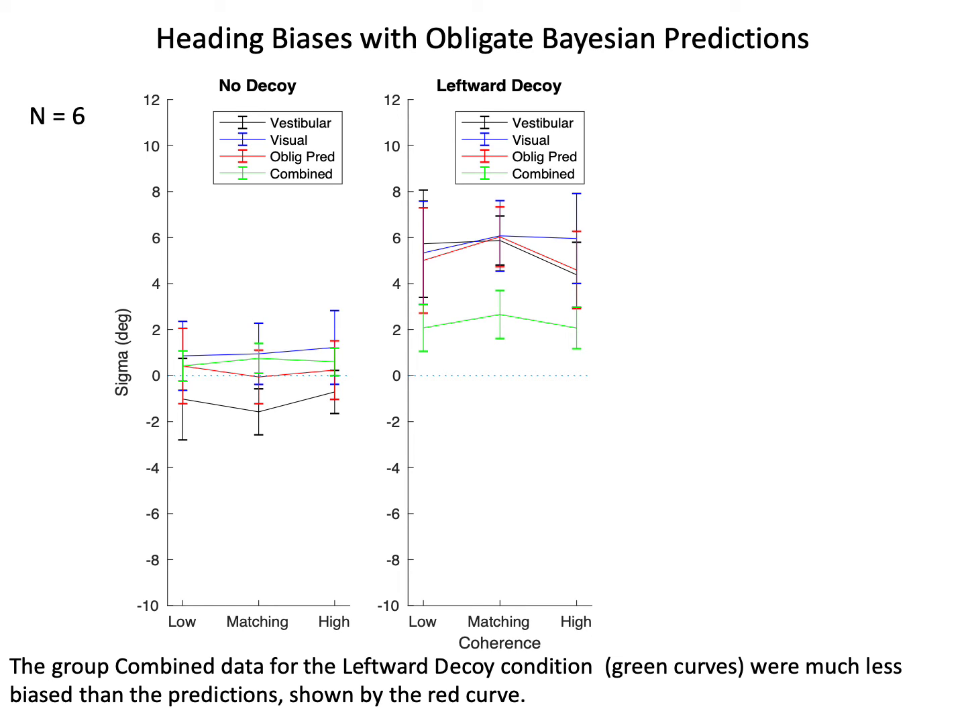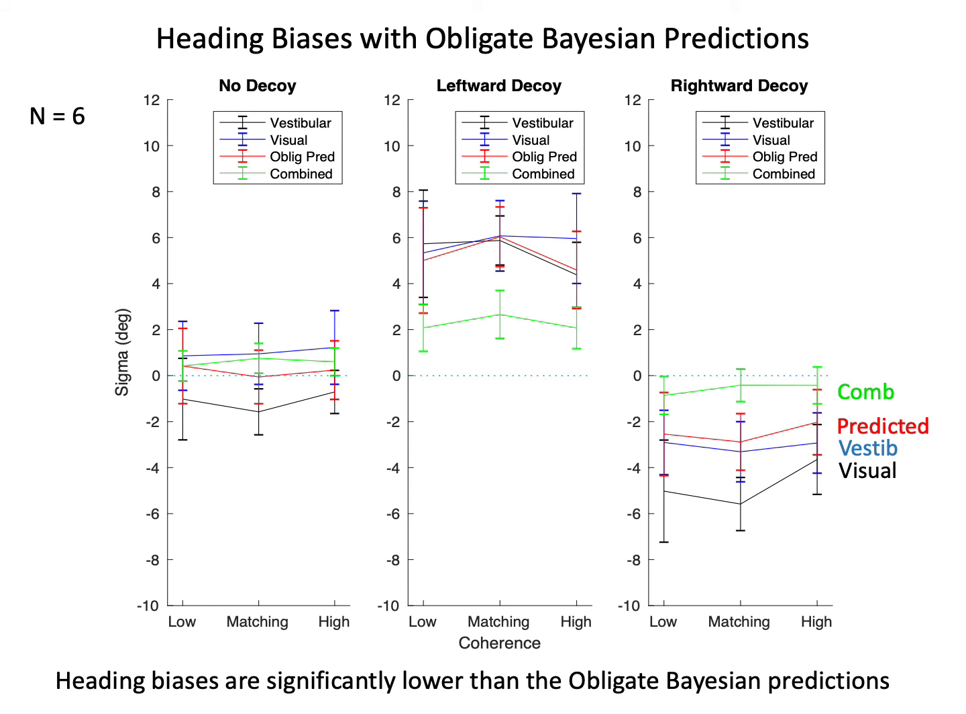When we come to the leftward decoy condition, you can see that the group as a whole was strongly biased in the separate cue conditions, giving the biased prediction of the red curve, but much less biased in the measurements for the combined condition, shown by the green curve. This result was replicated in the other direction for the rightward decoy condition, showing that overall, heading biases are significantly lower than the obligate Bayesian predictions.